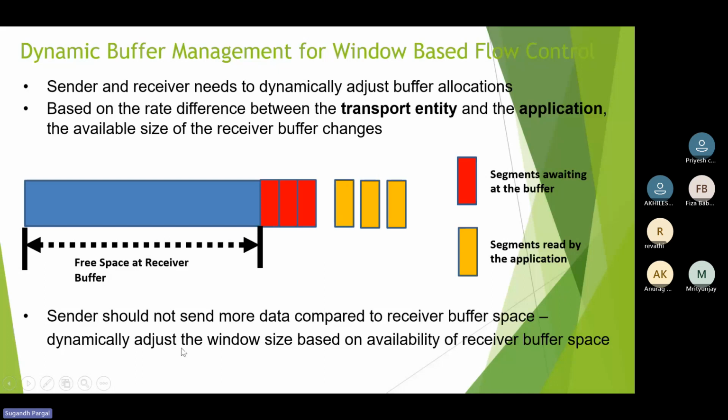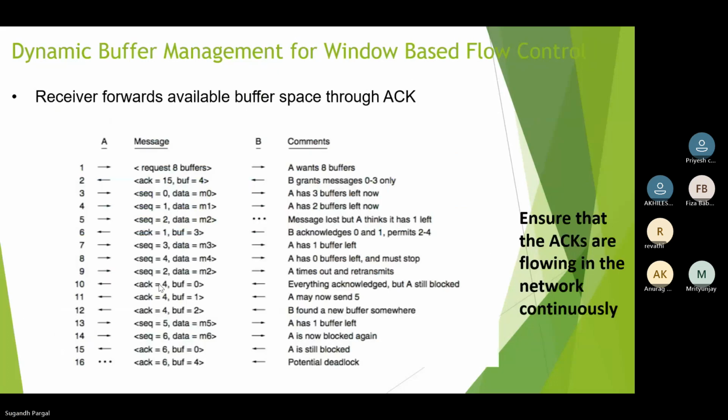So it needs to dynamically adjust the window size based on the availability of the receiver's buffer space. If receiver buffer space is available, the sender's window size will be adjusted according to the availability of the buffer space. For example, if the receiver buffer space available is seven segments, then the sender window size can be 7 segments. Otherwise, not. So here is a flow example of how dynamic buffer management for window-based flow control is possible.